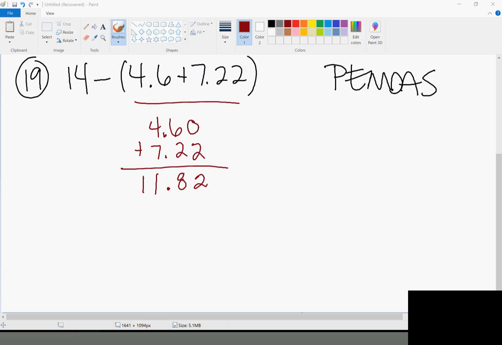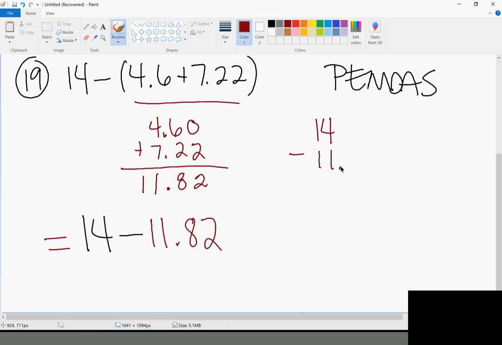Okay. So now I have 14 minus 11.82. Okay, so now I'm going to line that up vertically. 14 minus 11.82. Okay, so the decimal in the 14 would be right here. I'm going to put zeros there as placeholders. Okay, so now we have a lot of carrying to do.